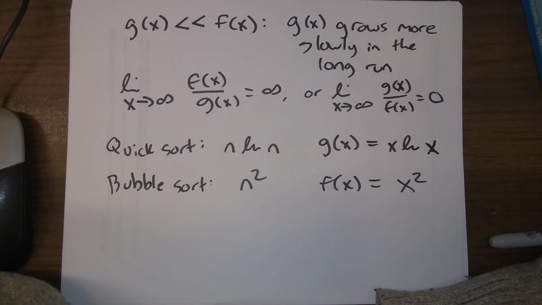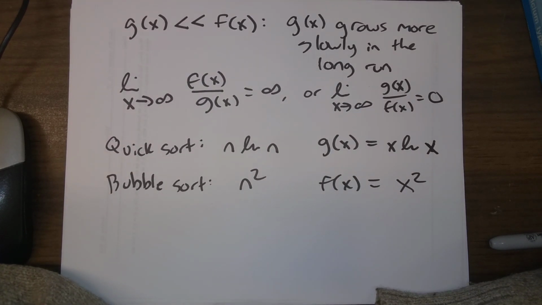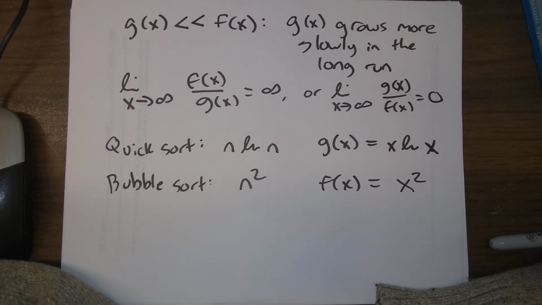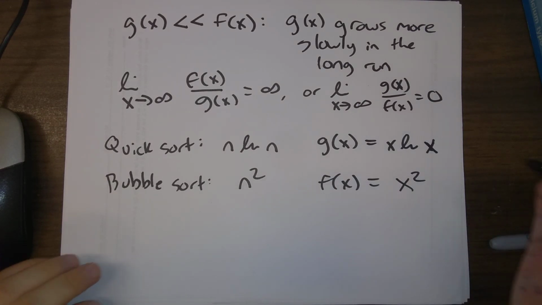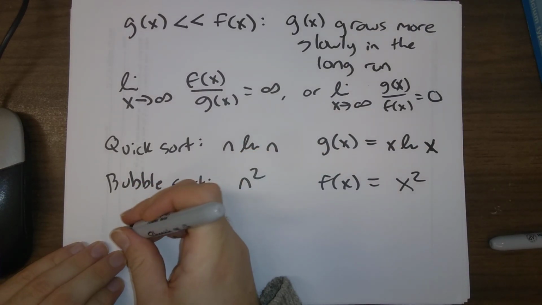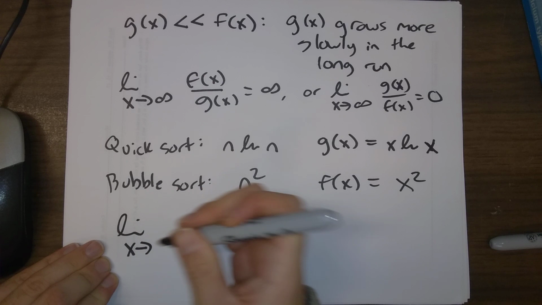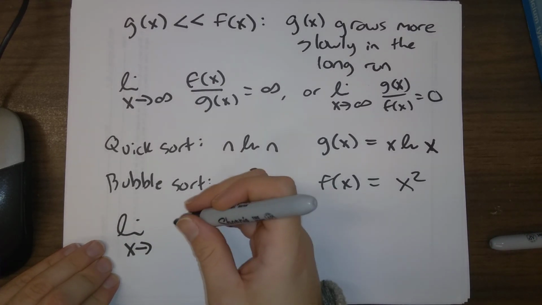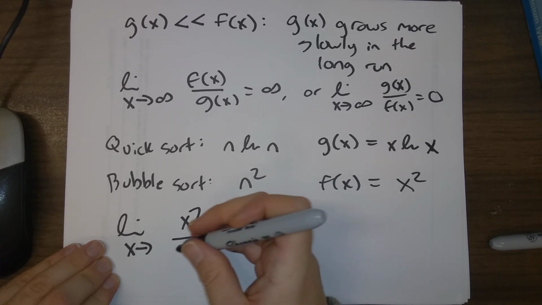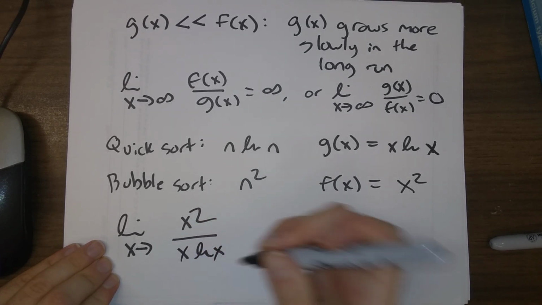So we might wonder which one grows more quickly, more slowly in the long run, because 1,000, that's not a lot of things for a computer to do. Computers, we want them to be able to handle cases with 1 million or 1 billion pieces of input. So really what all of this is asking us to do is compute the limit of x squared over x natural log of x.